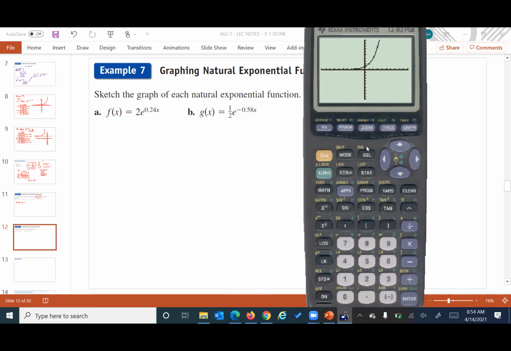Nothing happens on that. Oh, there we go. And you go down to standard, 6, and press enter. It got back up to like -10 to 10. It became the standard window.